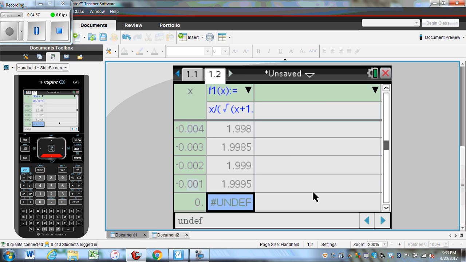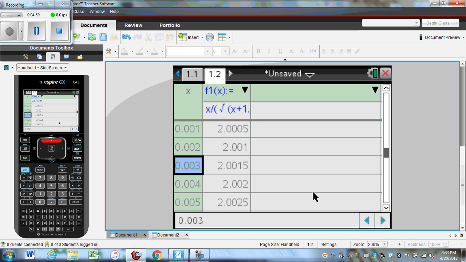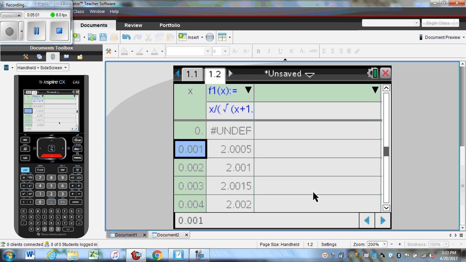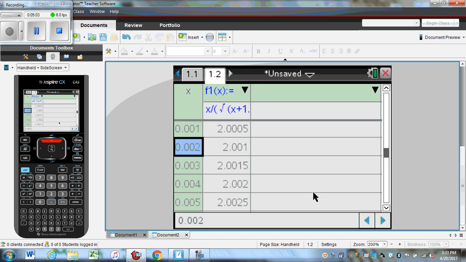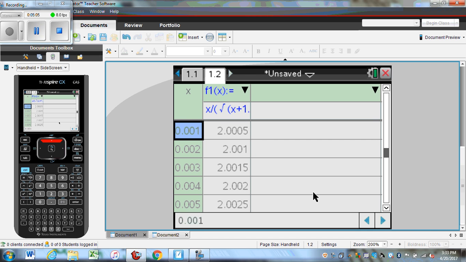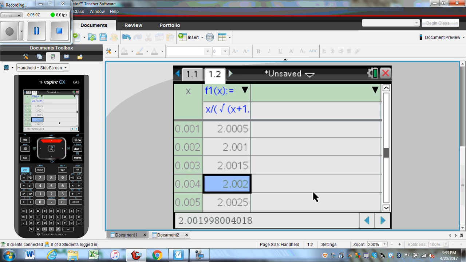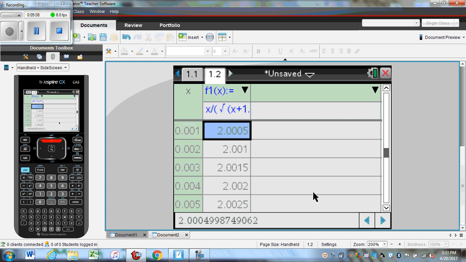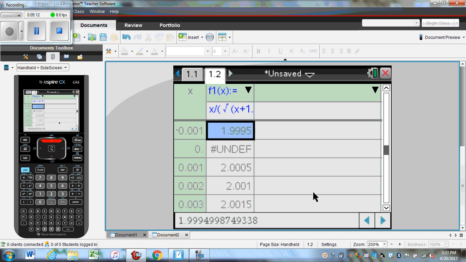As we approach from the right, as these values get smaller and smaller and we're getting closer to 0, these numbers are getting closer and closer to 2. So when I push up, what would you expect to see? 2. And the fact that it was getting close to 2 from both sides, that's important.